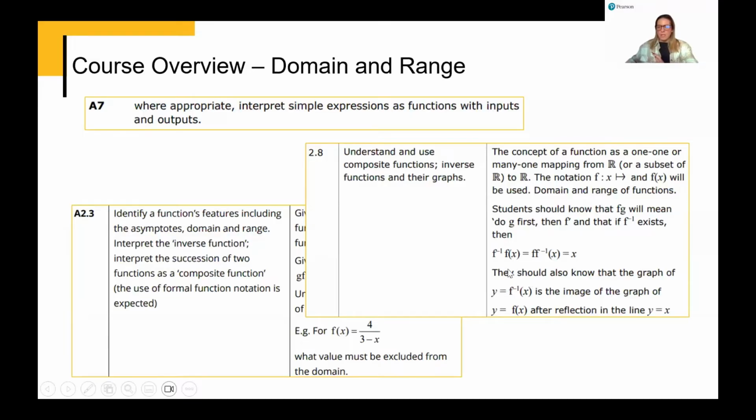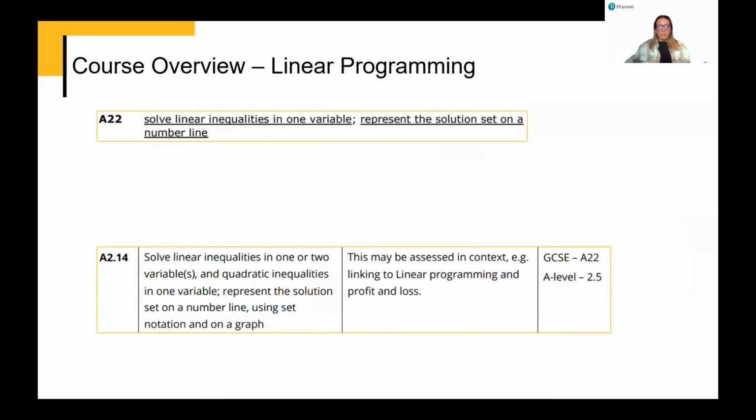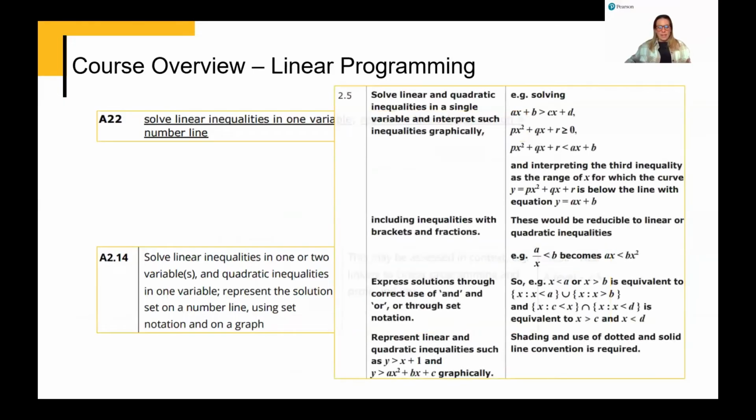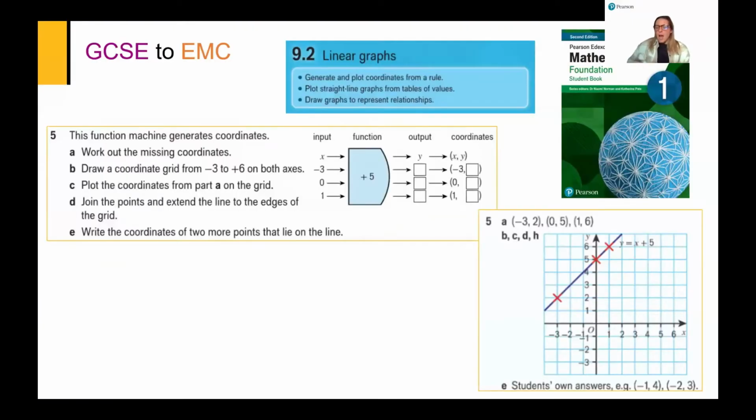I think you'll be surprised. I was definitely surprised as to where I found some content in the GCSE course to springboard from. I'll come back to linear programming in a second. So, domain and range. The closest I could find in terms of inputs and outputs to really go back to the basics is in the foundation course. If you use the textbook, I used 9.2 in the textbook that you can see here. It's that basic idea of getting students to map inputs through a function, and then work with their outputs.